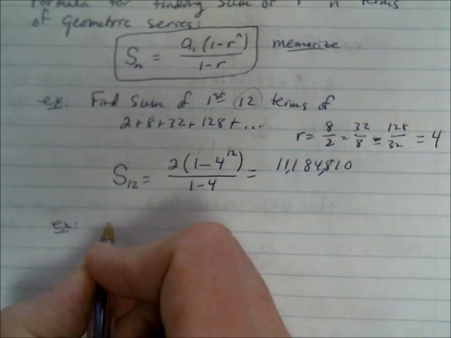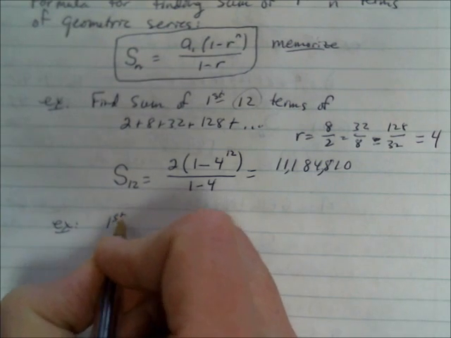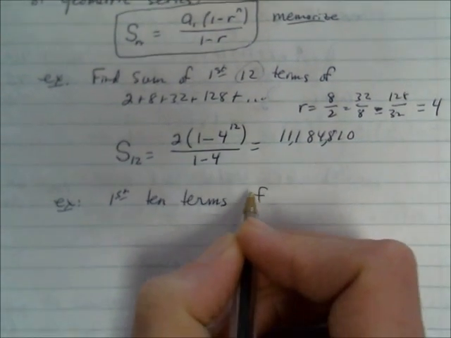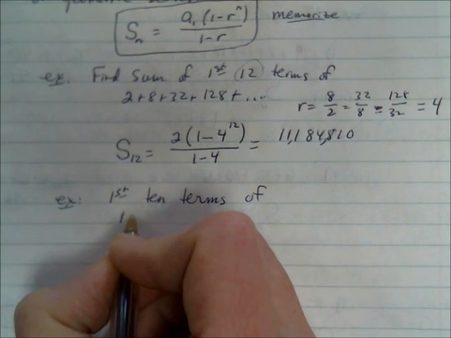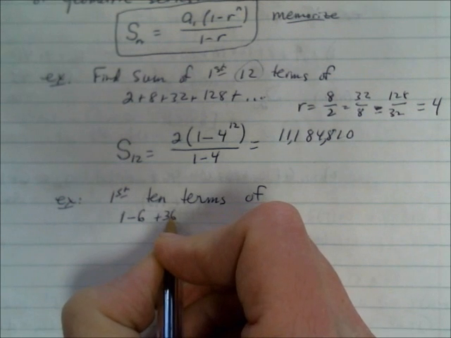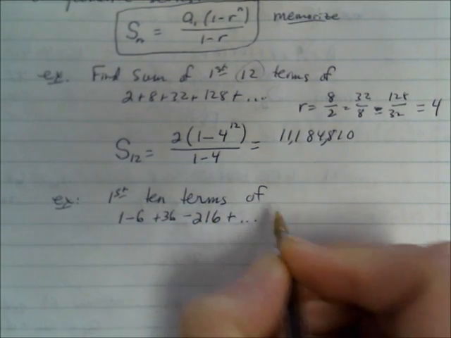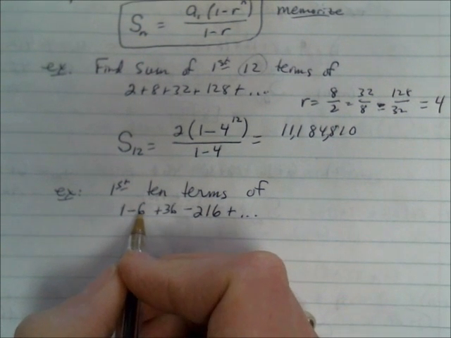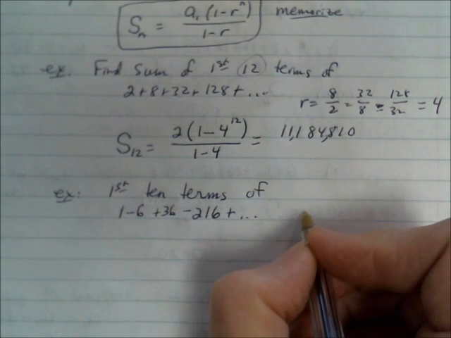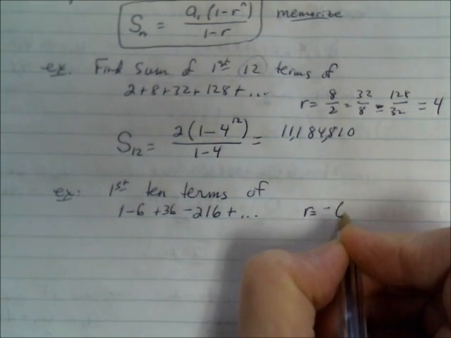Let's do the first 10 terms of, let's say, 1 minus 6 plus 36 minus 216 plus dot, dot, dot. So if you do a common ratio, negative 6 over 1 is the same thing as any two consecutive terms divided by each other. This R value is negative. It is negative 6.